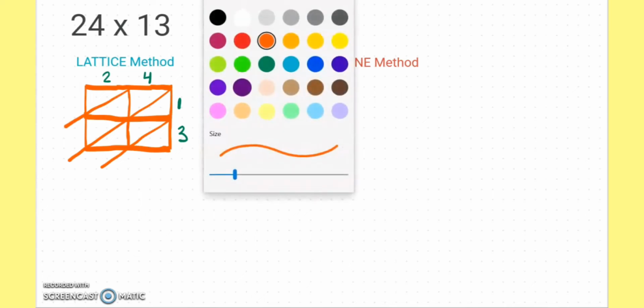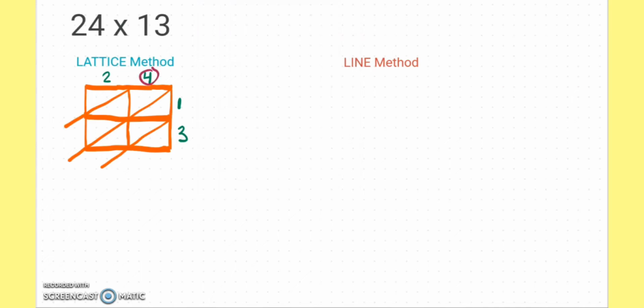And now let's proceed to multiplying our numbers. So here we have 4 times 1, which is a 4. So for this cell, we have 0, 4. Then 4 times 3 is 12. So we have 1, 2. Then we have 2 times 1 is a 2. So we have 0, 2. And 2 times 3, which is a 6. So we have 0, 6.